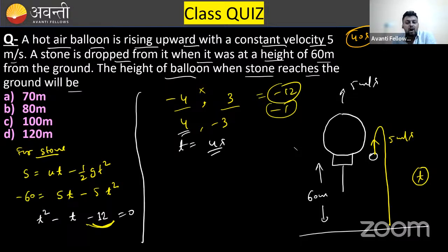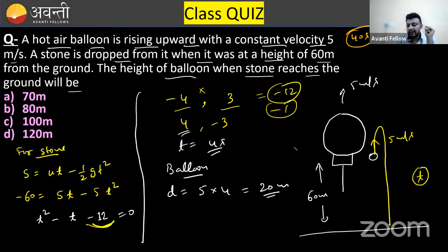In 4 seconds, how much distance will the balloon cover? For the balloon, distance = speed × time. Speed is 5, time is 4, that is 20 meter. It will move further 20 meter. It was initially at a height of 60 meter and it will further move 20 meters. So what is the final height of the balloon? It is 80 meter, which is option number B.